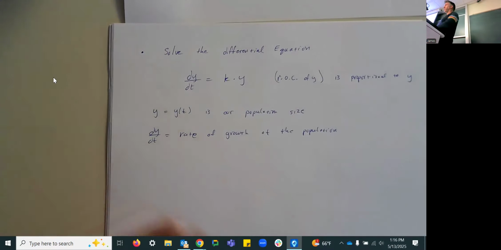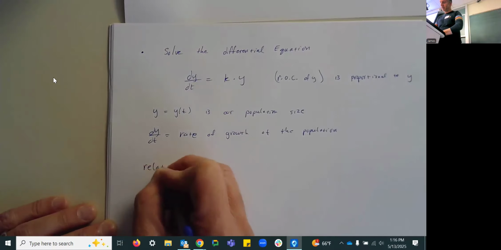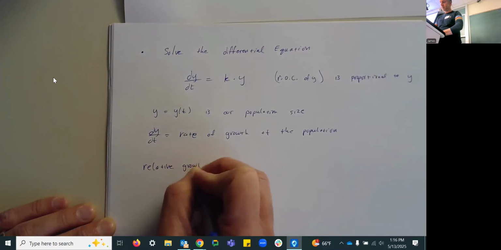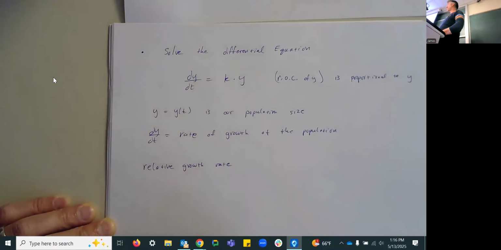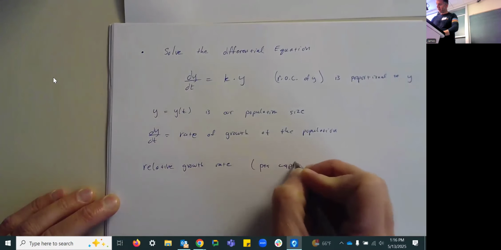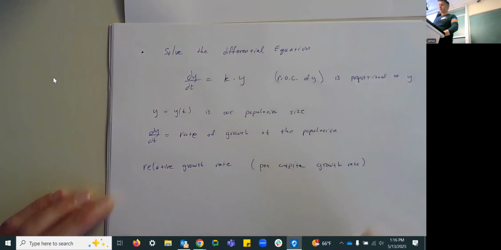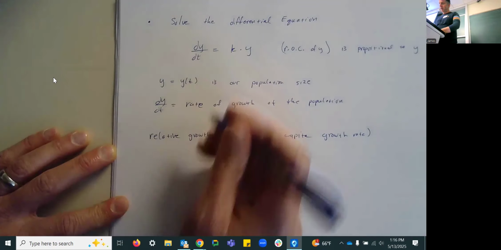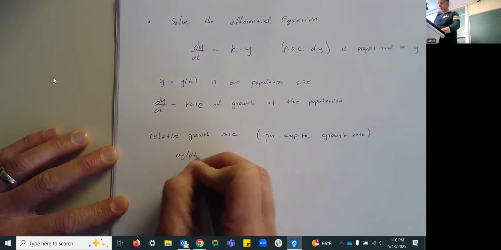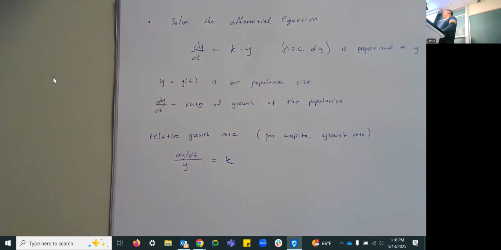So I just want to point out, even though this is not super where we're going, that the relative growth rate, when you take the rate of growth divided by the population size, you can also think of it as the per capita growth rate. For this sort of situation, if you just divide both sides by y, the rate of growth divided by y is constant. And we're about to say what the solution is.